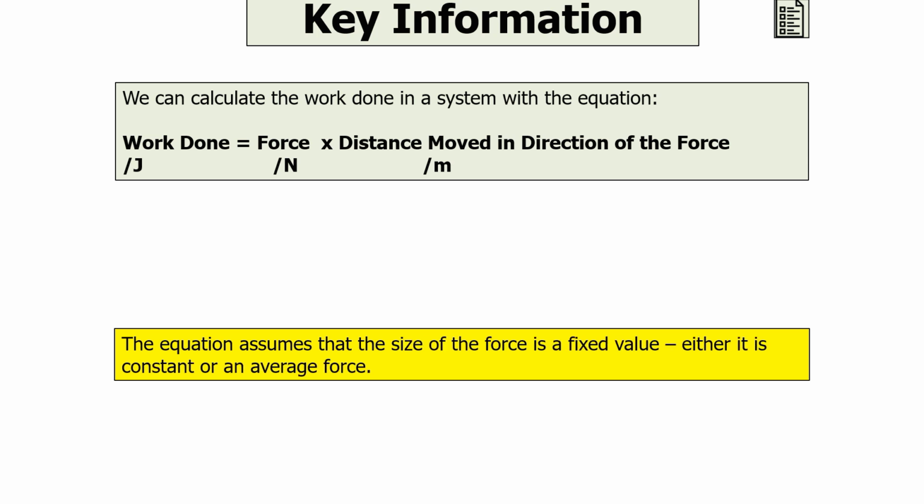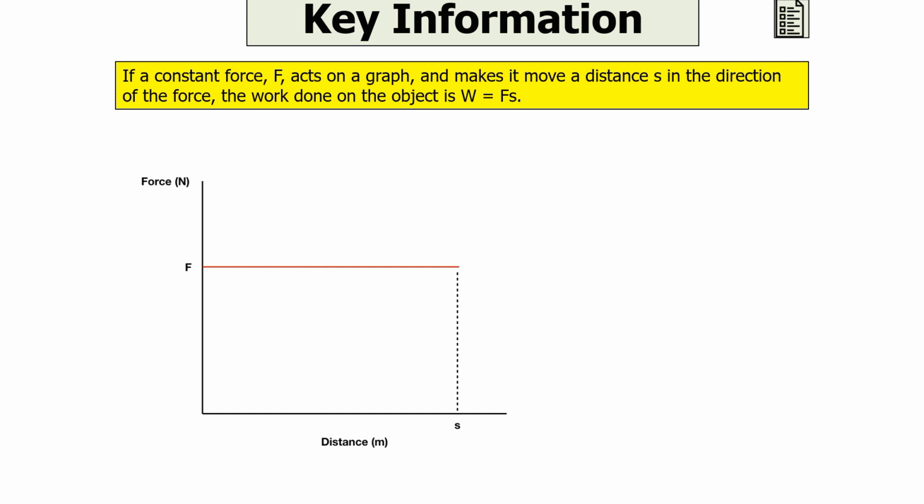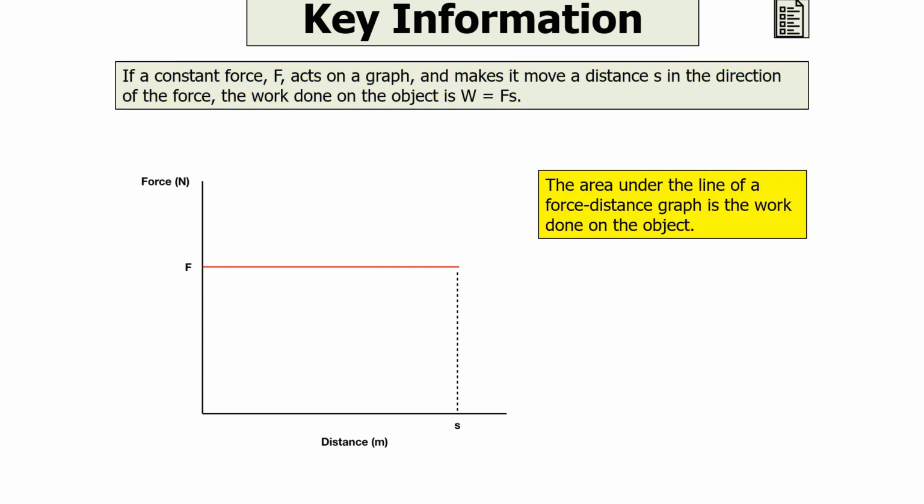And this equation also assumes that the size of the force is a fixed value, either a constant or average force. So if a constant force F acts on an object and makes it move a distance s in the direction of the force, the work done on the object is W equals Fs. So this tells us that the area under the line of a force-distance graph is the work done on the object.